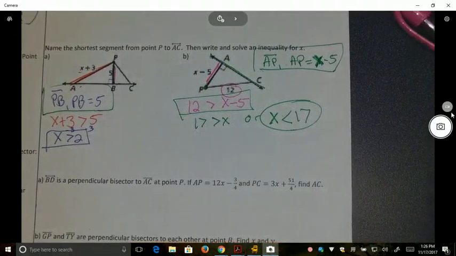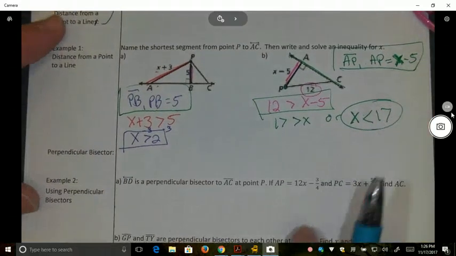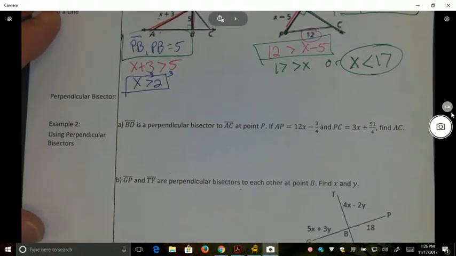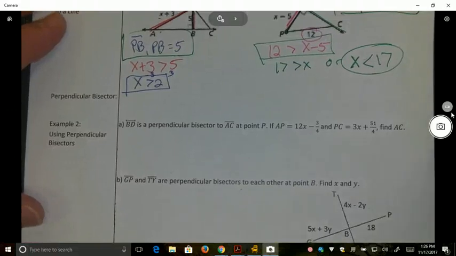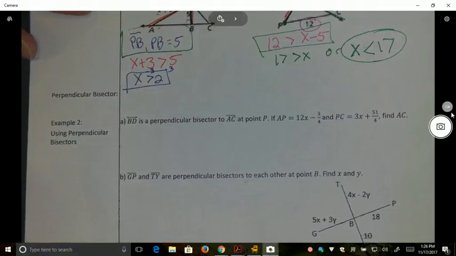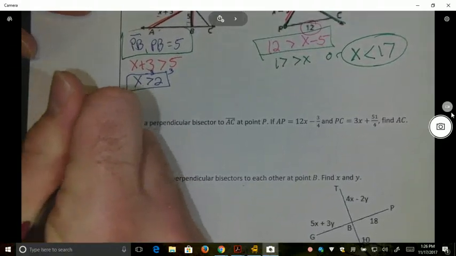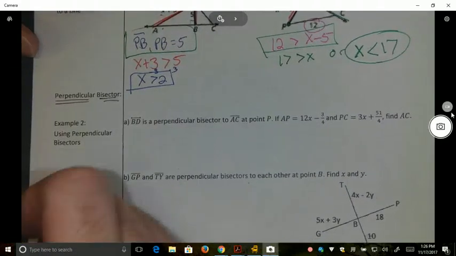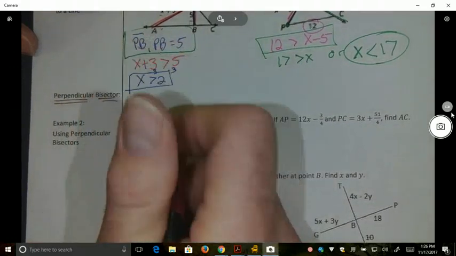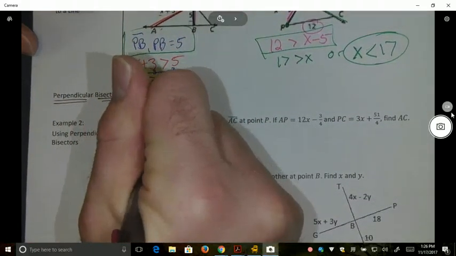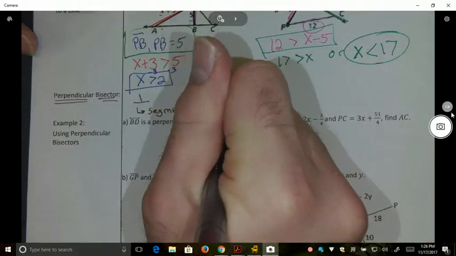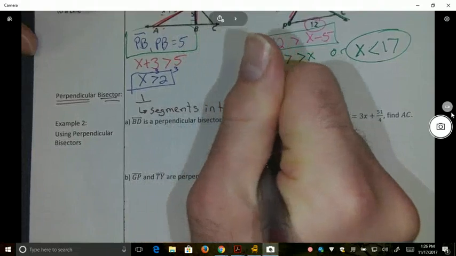A perpendicular bisector. Later on, we're going to be writing equations of perpendicular bisectors. Actually, not too much later on, but we already know how to write equations of lines, so we'll be okay there. It means exactly what it says. It has two key words in its definition. The first one being perpendicular, meaning that the lines, or the segments in this case, intersect at right angles.